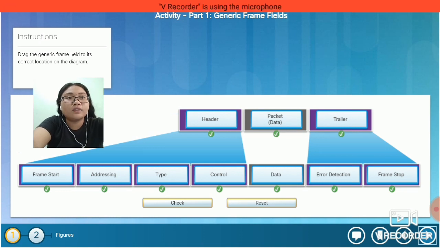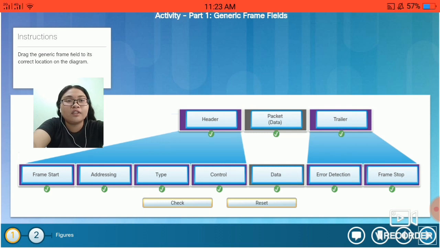The next one is control, identifies special flow control services such as quality of service or QoS. QoS is used to give forwarding priority to certain types of messages. Data link frames carrying the voice over IP or VoIP packets normally receive priority because they are sensitive to delay. Data contains the frame payload. Error detection. These frame fields are used for error detection and are included after the data in the trailer.